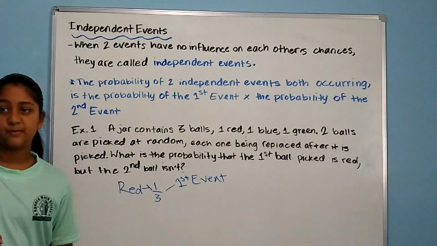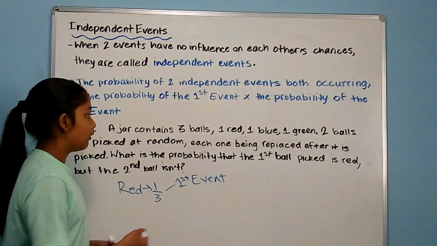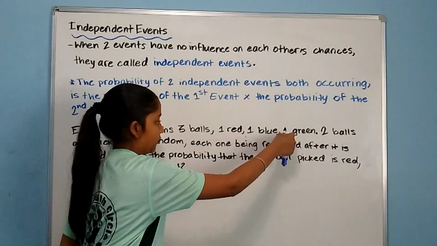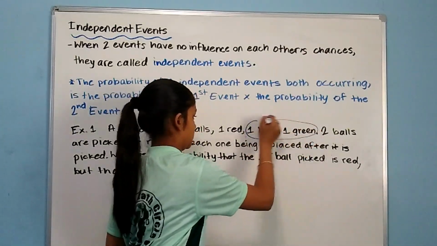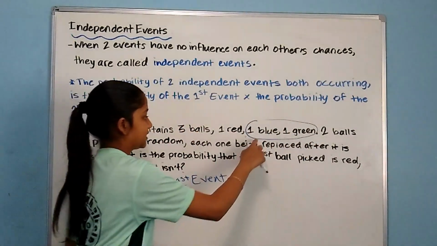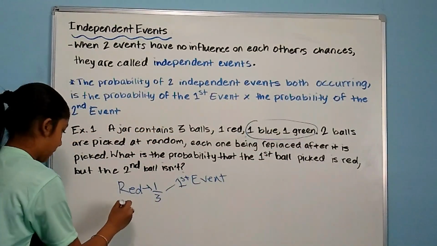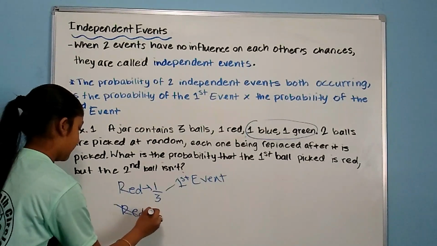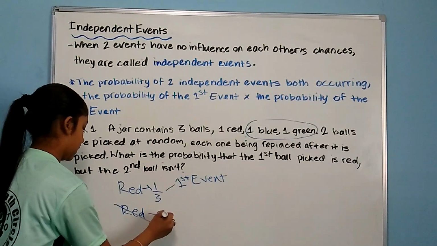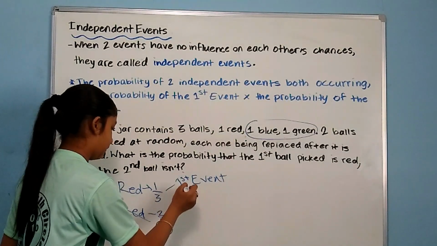Now let's find the probability of the second event, which is not getting red. And we know that there's 1 red, 1 blue, and 1 green. Now we can obviously tell that these 2 options are not red, which means that there are 2 options that are not red out of 3. So the probability of not getting red is 2 out of 3. And this is the second event.